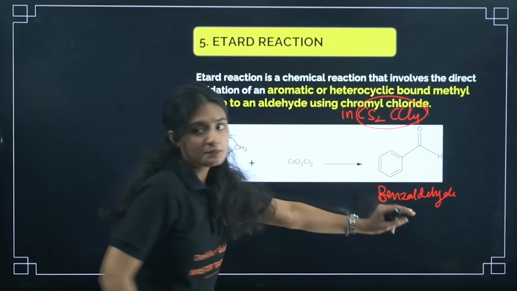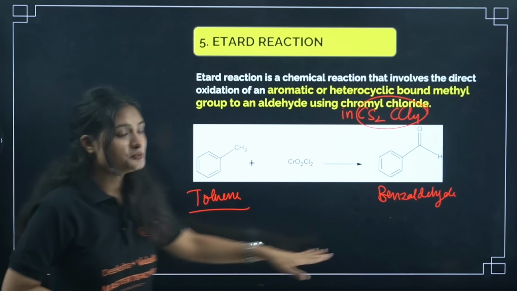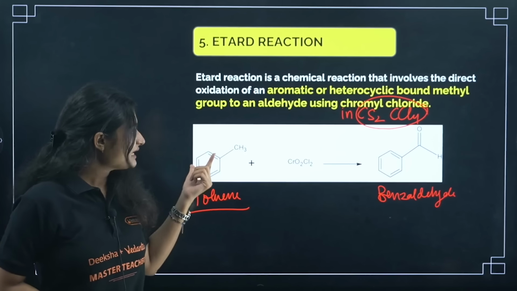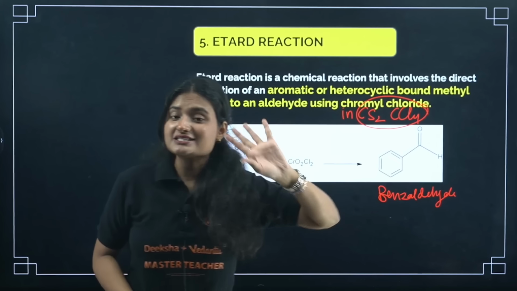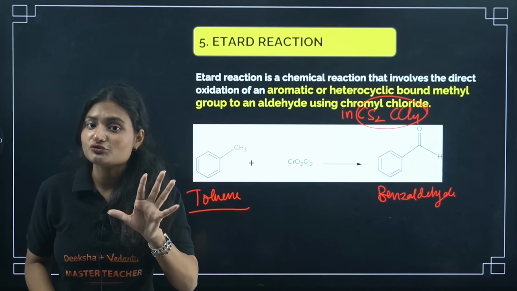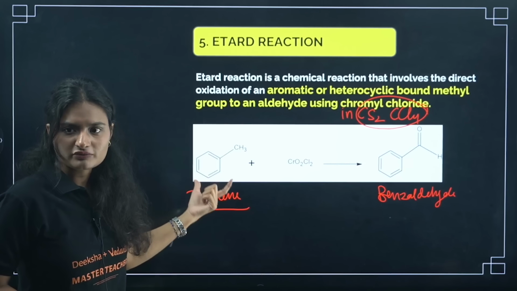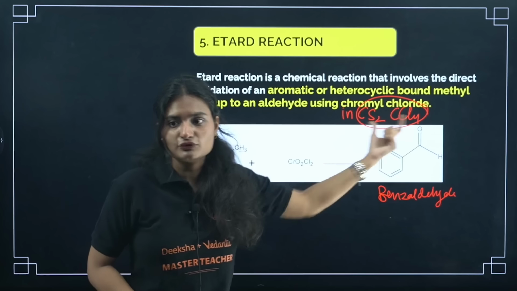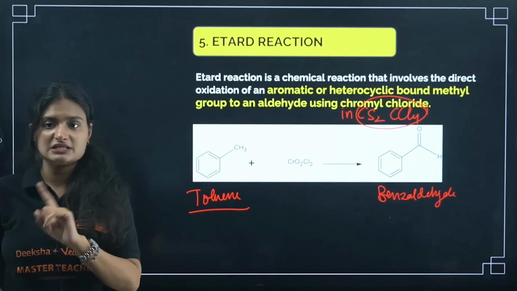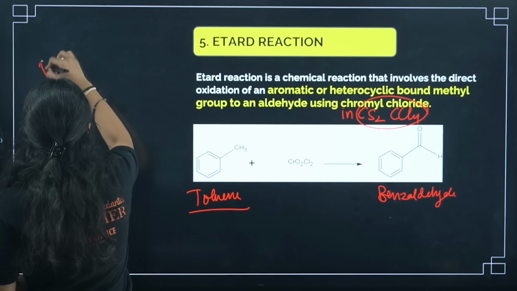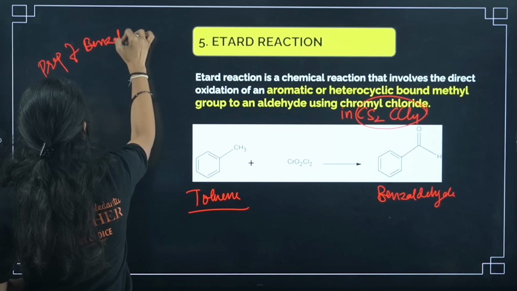Now the reaction stops here, or one more thing can happen. If we use a different reagent, the reaction will go up to carboxylic acid. From alkyl benzene you have benzaldehyde and then benzoic acid, but that is a different reaction, with KMnO4. But in the Etard reaction you majorly treat toluene with chromyl chloride in presence of CCl4, and you get benzaldehyde. That is your Etard reaction, used for the preparation of benzaldehyde.